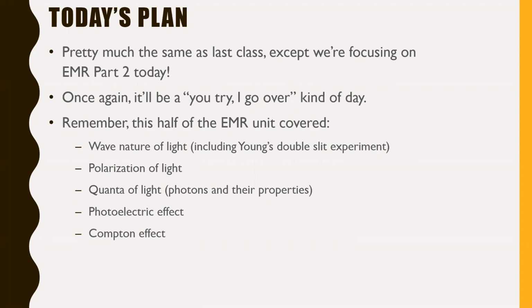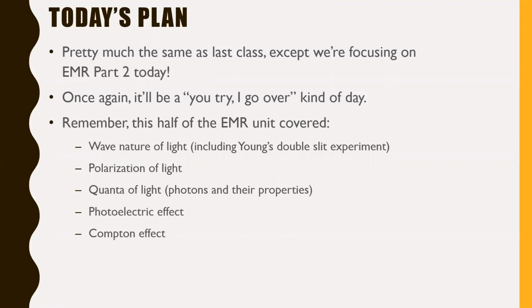Remember that this half of the EMR unit covered the wave nature of light, which includes Young's double-slit experiment. Polarization of light, we're not going to do any questions on that today. It was just basically understanding what polarization is. Quanta of light, which is talking about photons and their properties. The photoelectric effect, which is where, when light of a certain wavelength or frequency strikes a certain type of photoelectric surface, electrons can be released. And then last but not least, the Compton effect, which talks about how a photon can scatter an electron when they collide. Anyway, moving on, let's get started.